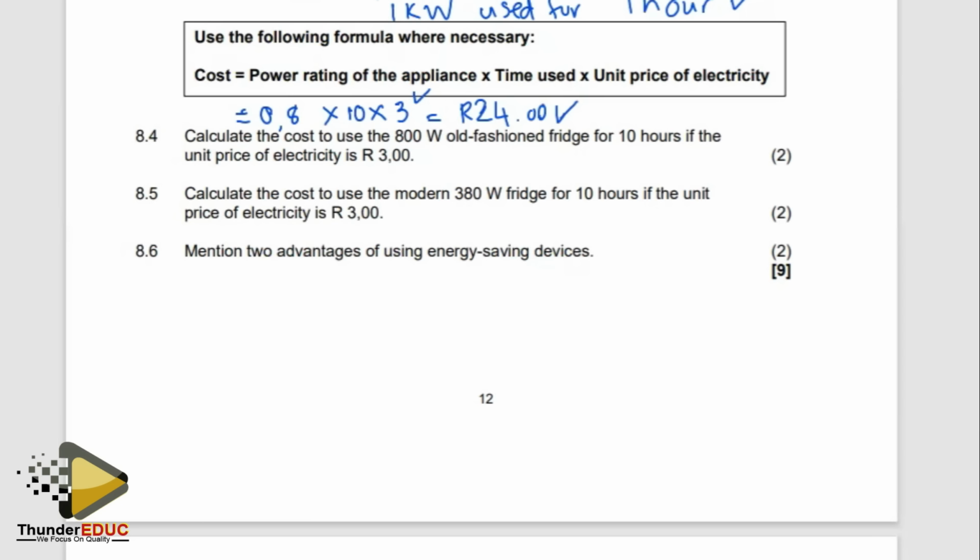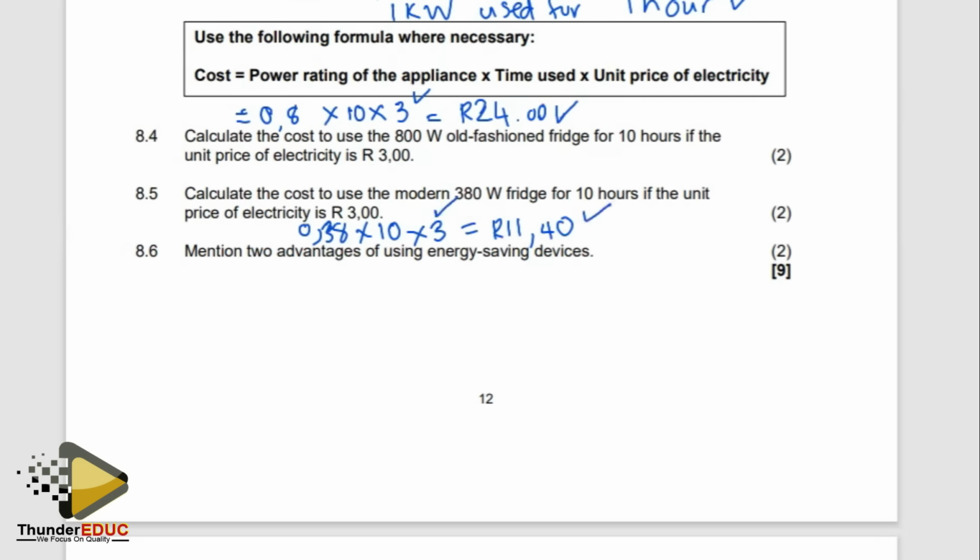Calculate the cost to use the more modern 380 watts fridge for 10 hours if the unit price of electricity is 3 rand. So first you need to convert this one. So you are now having 0.38 times, we still have 10 hours, times the unit price, which is 3. 0.38 times 10 times 3. So what do you have? You punch it in a calculator. I believe you'll be having your calculators. You end up having 11 rand 40. Okay, so you get your answer.